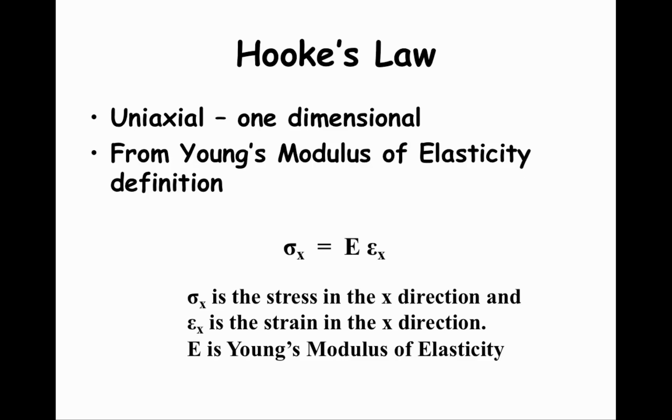The last relation we need to know is Hooke's law. Hooke's law describes the proportional relation between the directional stress and the directional strain. For one-dimensional problems, also called uniaxial problems, Hooke's law is the same relation as that given by Young's modulus of elasticity. So in one dimension, sigma x equals E times epsilon x. Remember that we said the stress is usually calculated using the measured strain. Strain gauges are used to measure the strain, and we calculate the stress.